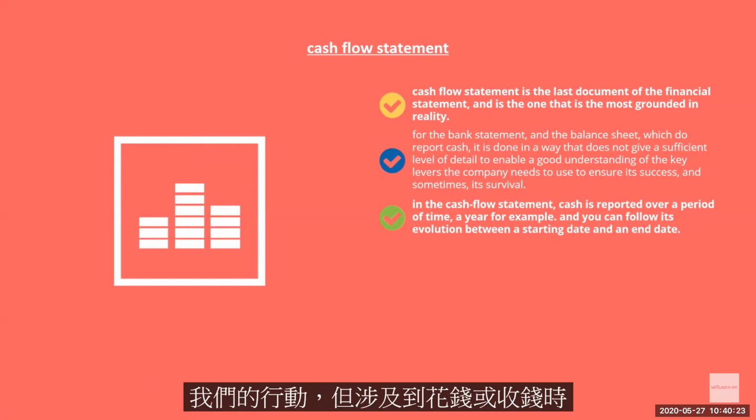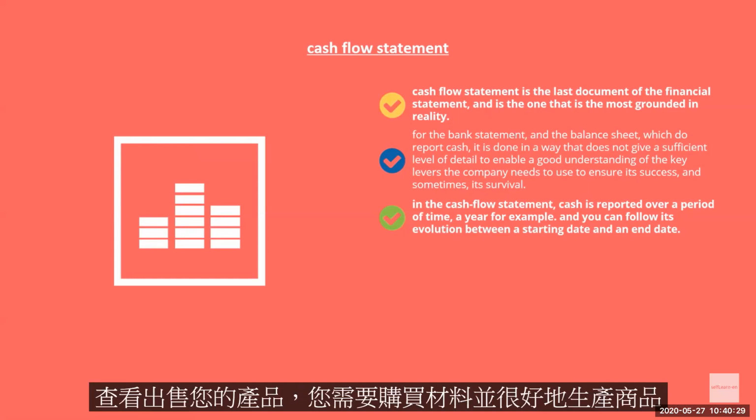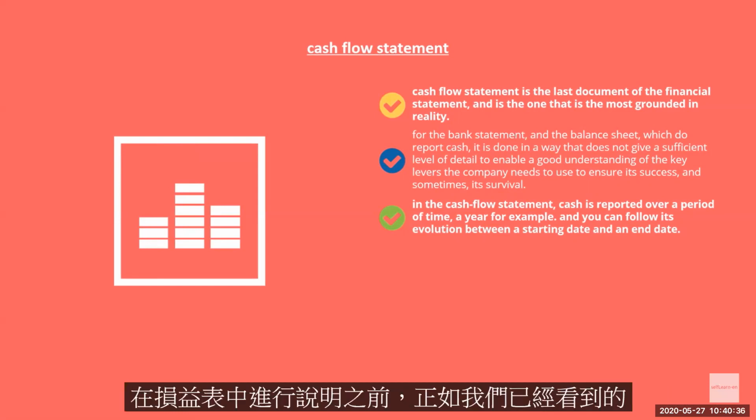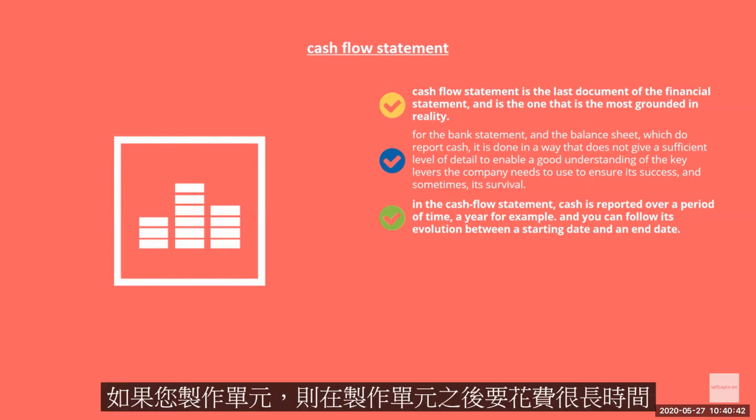But when it comes to spending money or collecting it, the timing of it can be, and usually is, very different from that income statement view. To sell your products, you need to purchase material and produce goods well in advance, which therefore implies that you have actually spent the money well before it is accounted for in the income statement. And as we have already seen, revenue is very different from cash, which can be received a long time after the sale has been made.